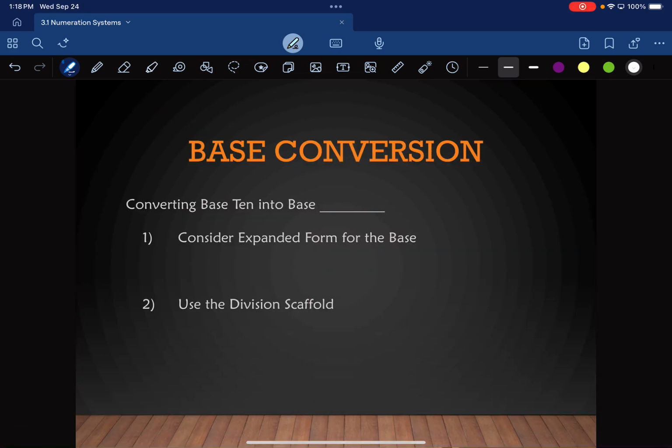Now we're going to work from our number system, base 10, and we're going to turn it into something else. And you'll notice what I'm going to tell you to highlight, circle, star, whatever, is the word divide. We're going to use division to do this. Everything else is the same. It's just a division process instead of a multiplication process.